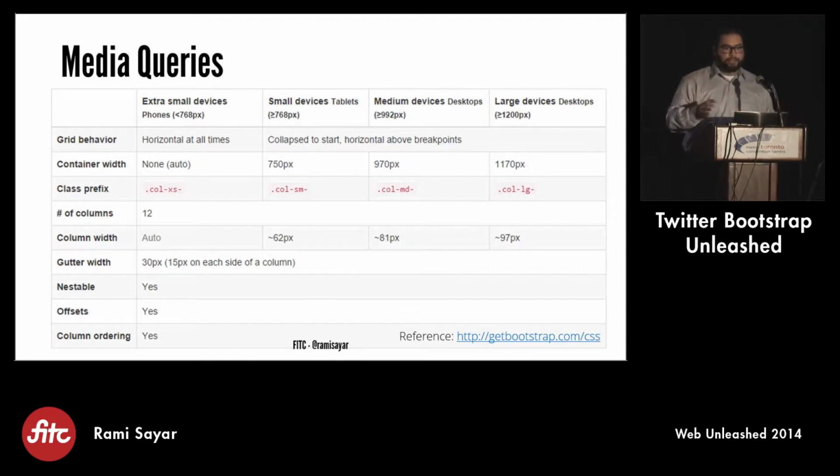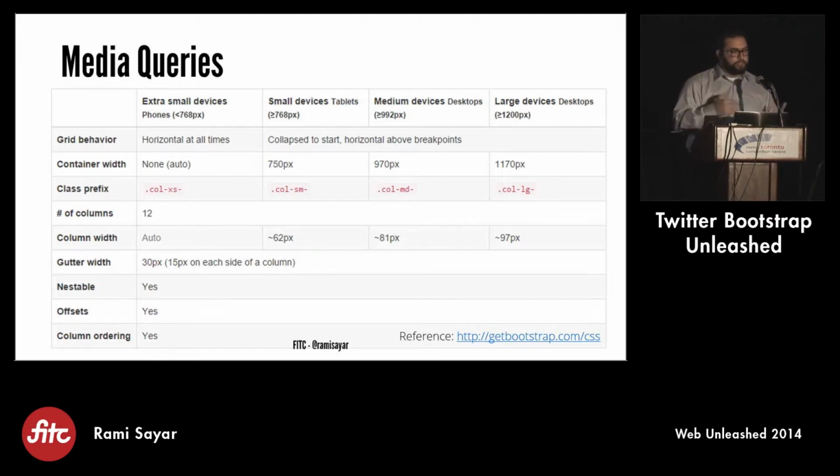If we take a look at the big desktop one instead, right off the bat, if you remember, I showed you 1140. That was the width of our container. Well, the actual container width is 1170 pixels for devices with a width larger than that. And each column is going to be approximately 97.